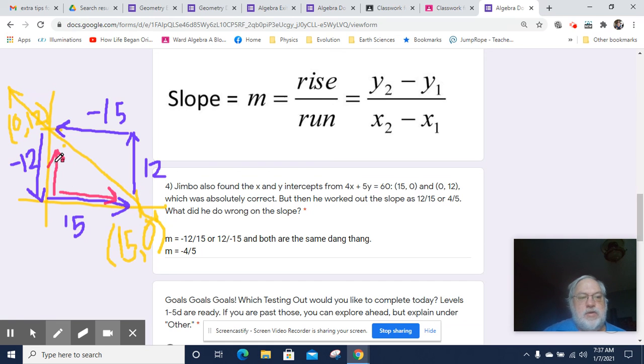So if he did that, he would have had 12 over 15. The other possibility is he just grabbed those numbers. He grabbed 12 and he grabbed 15. He just did 12 over 15 and didn't even pay attention to the way the points relate to each other, the flow of those points. So one or the other is going to end up negative. All right, I hope that has helped, and I'm going to stop.